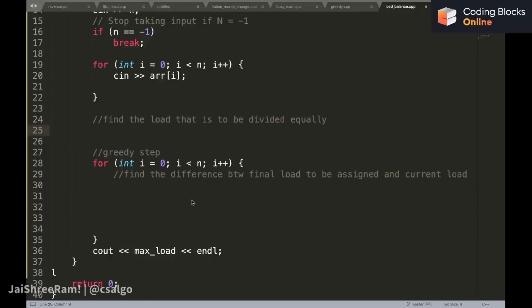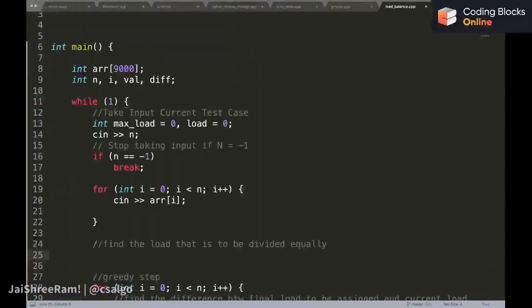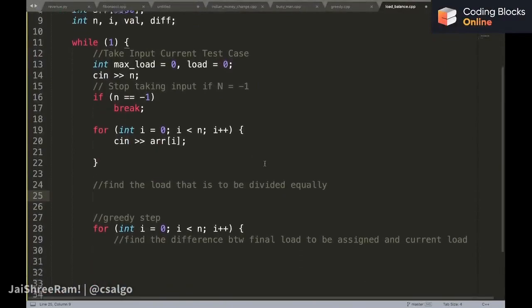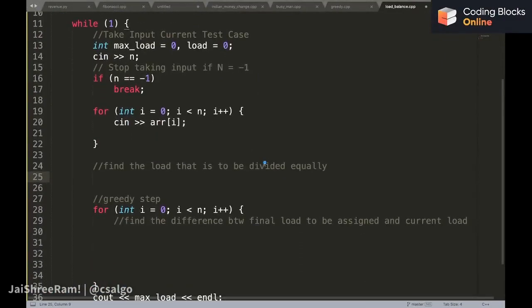Hey guys, in this video we will discuss the implementation of the load balancing problem. We have already seen how to approach this problem, and now I will show you the implementation that I'm going to do. I've written some code. I read the value of n, then take the input array, and if n is -1, then I stop. That's given in the question.